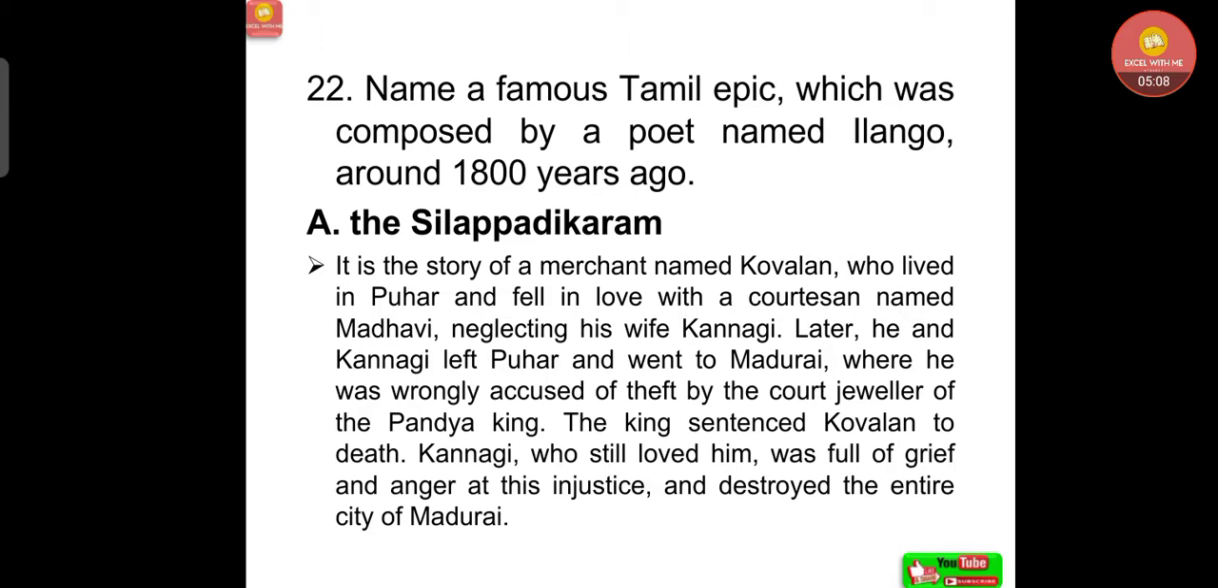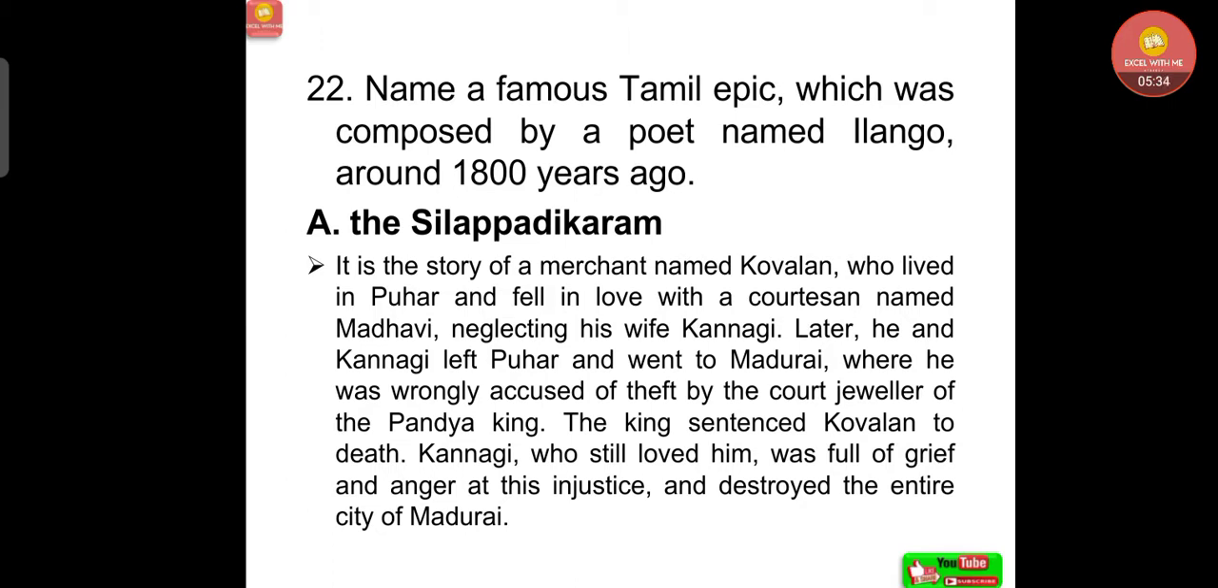Name a famous Tamil epic which was composed by a poet named Ilango around 1800 years ago. That was the Silappadikaram. Let's understand the story behind it. It is the story of a merchant named Kovalan who lived in Puhar and fell in love with a courtesan named Madhavi, neglecting his wife Kannagi.